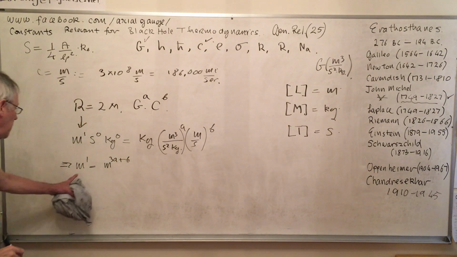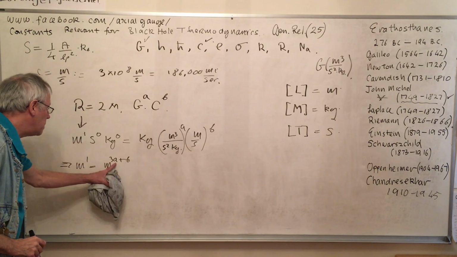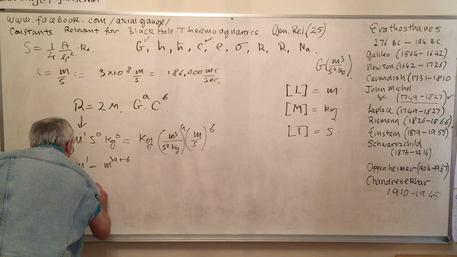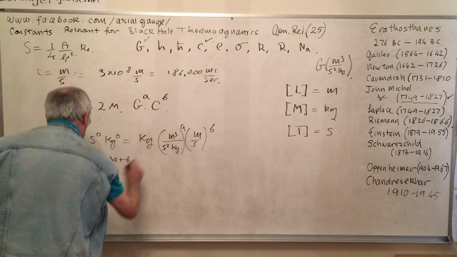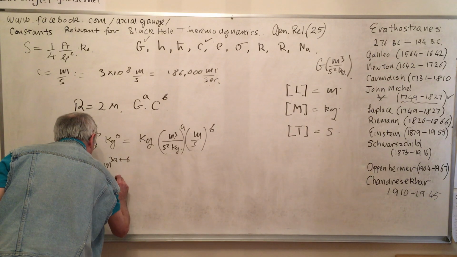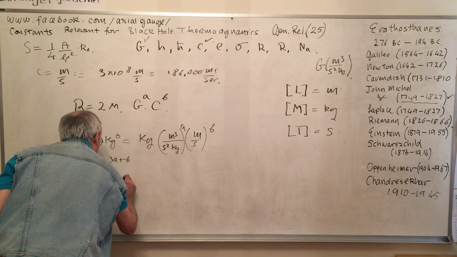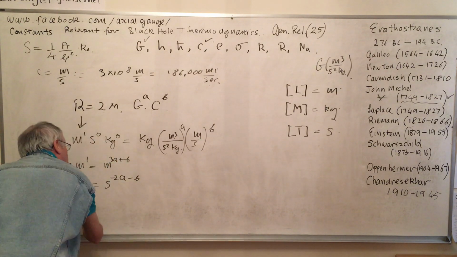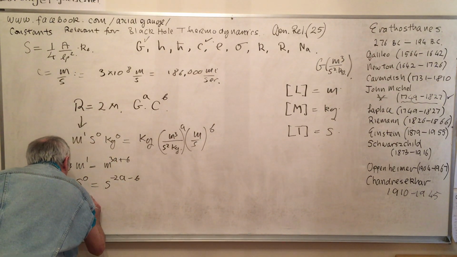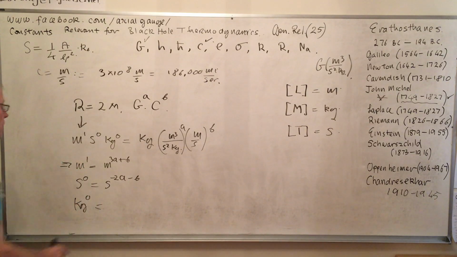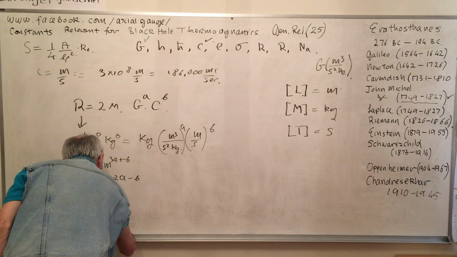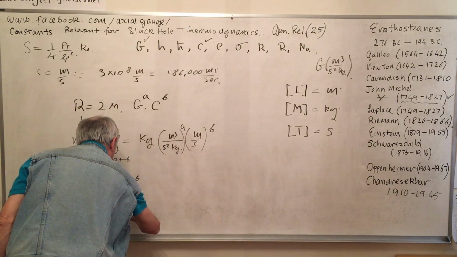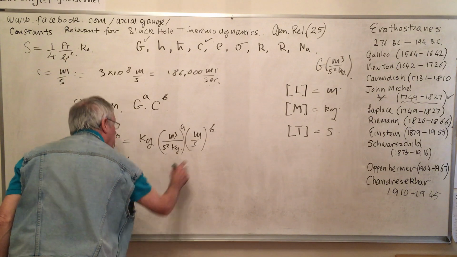So for the meters, I get meters to the power of 1 on this side, which is meters to the power of 3a plus b on the other side. And for the seconds, we have 0 on the one side equals seconds to the power of minus 2a on here, and minus b on the other side. And for kilograms, to the power of 0 on the left-hand side, to the power of 1 plus minus a on the other side.